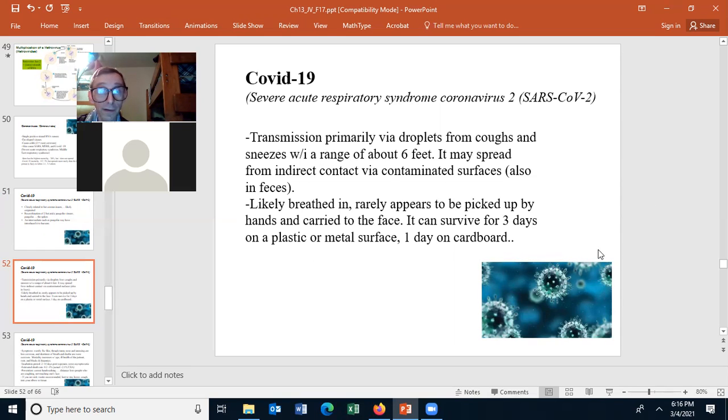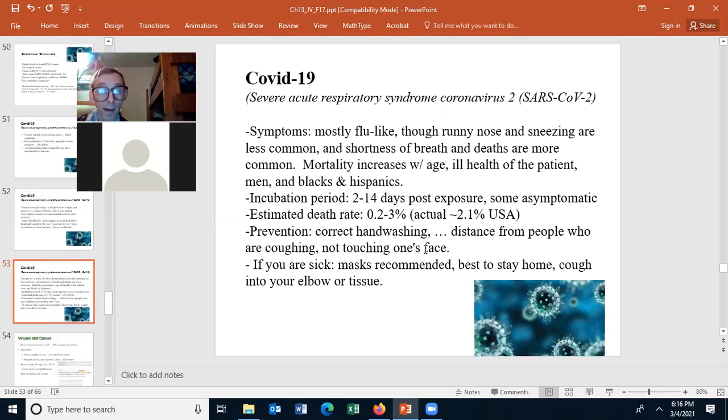Any question about COVID-19 and how it spread? COVID-19 mostly gives flu-like symptoms if you have symptoms. That includes a runny nose. Although the runny nose and the sneezing are less common than the flu, the shortness of breath and the deaths are more common. The mortality rate increases with age, with ill health of the patient, meaning an ill patient is more likely to die than a healthy patient.